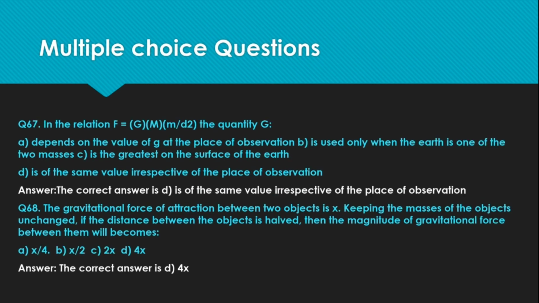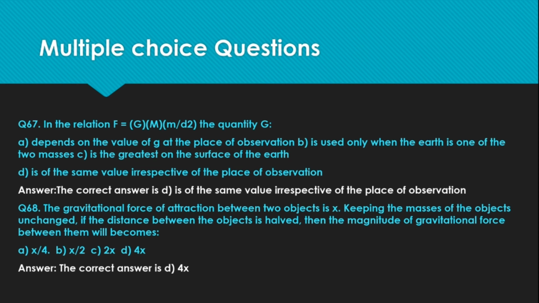In the relation F is equal to G m1 m2 by d square, the quantity G, A, depends on the value of g at the place of observation, B, is used only when the earth is one of the two masses, C, is greatest on the surface of the earth, D, is of the same value irrespective of the place of observation. So the correct answer is D, the same value irrespective of the place of observation, because again the value of capital G will always remain constant. Its place, the object's mass, anything doesn't matter, it will always remain the same in this universe.